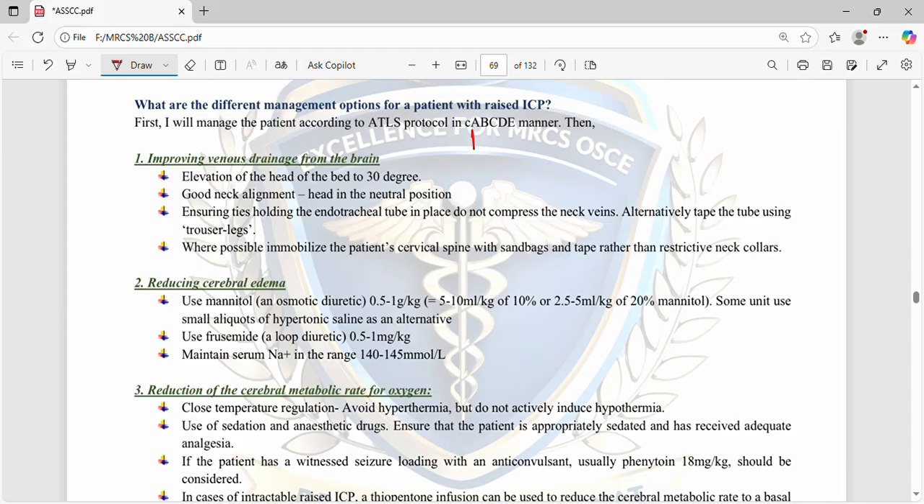Reducing cerebral edema: use mannitol, an osmotic diuretic, 0.5 to 1 gram per kg. That is 5 to 10 ml per kg of 10% or 2.5 to 5 ml per kg of 20% mannitol. Some units use small aliquots of hypertonic saline as an alternative, but mannitol is superior. Use furosemide, a loop diuretic, 0.5 to 1 mg per kg. Maintain serum sodium in the range of 140 to 145 mmol per liter. So this is reducing cerebral edema.